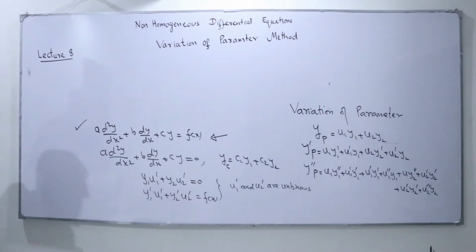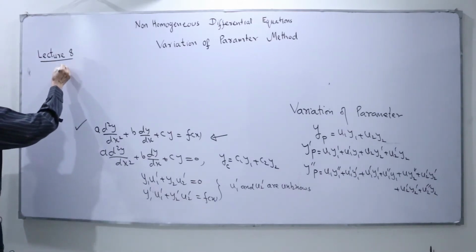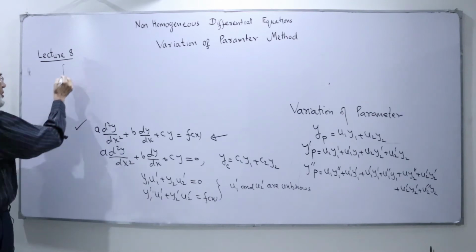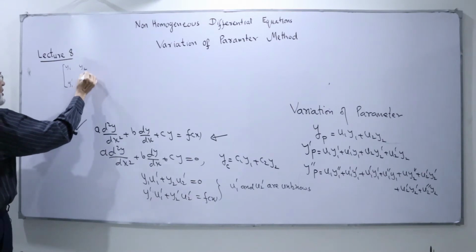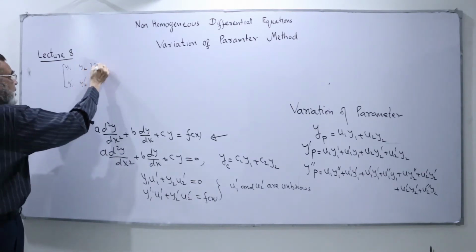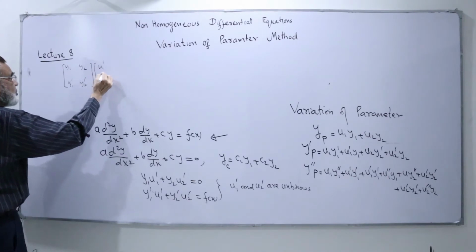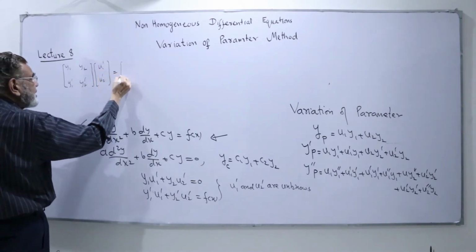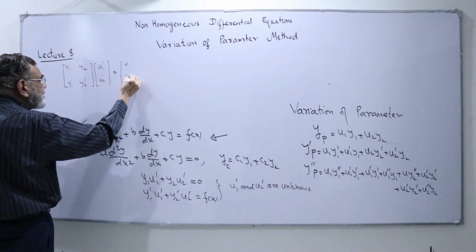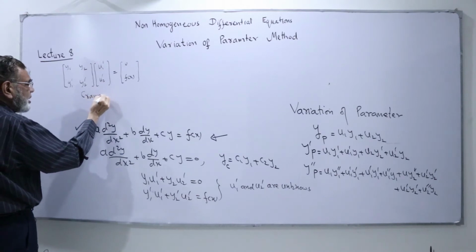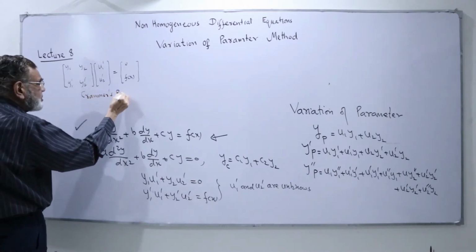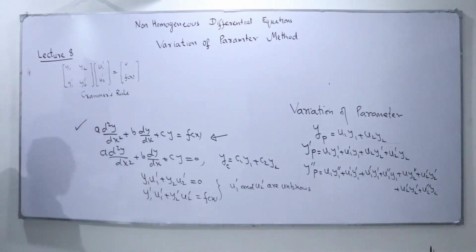So I write the two equations in matrix form. This is equal to y1 y2, y1 dash y2 dash, and the unknowns are u1 dash u2 dash, and on the right we have 0, f of x. I'm sure that you know the Cramer rule. We apply Cramer's rule to find the values of u1 dash and u2 dash.